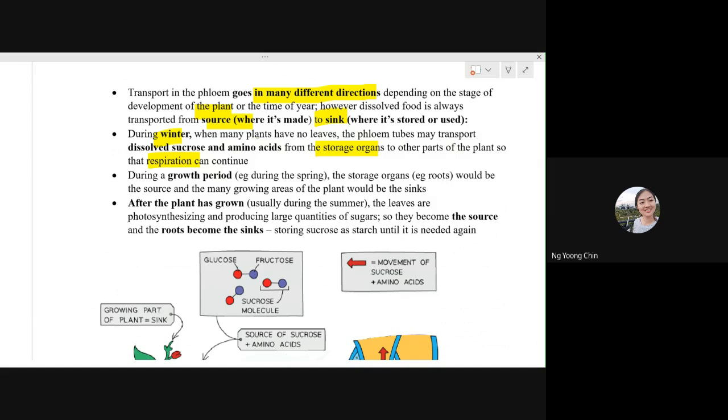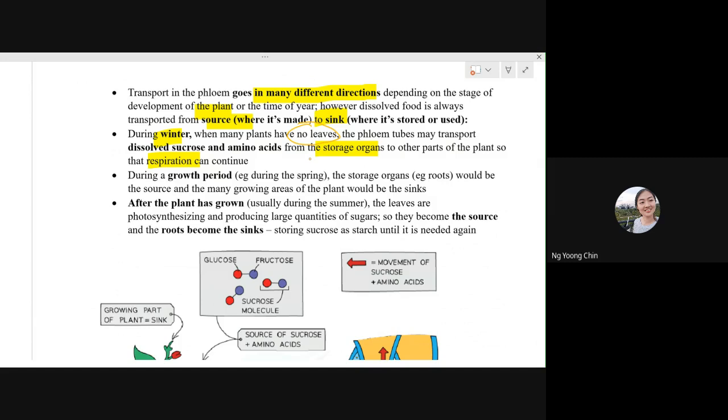So a lot of plants, they don't have leaves also. During the winter, their leaves will be shedding off. They start shedding off in the autumn, and then in the winter there will be no more leaves. But the plant still survives. It's not dead yet.